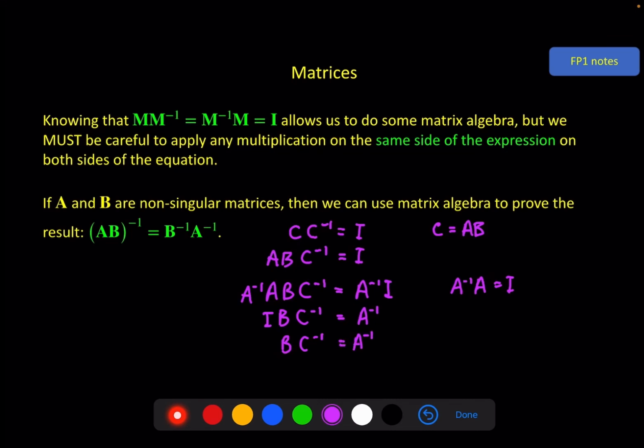And then basically I'm going to do the same thing with B. I'm going to multiply on both sides on the left of the expression by the inverse matrix of B. And so long as I do that on both sides on the left, then this is still true. Now I can see that I have a matrix multiplied by its own inverse. I apply this rule again. That gives me the identity matrix.